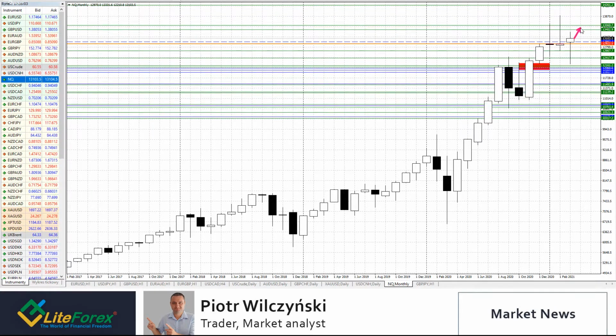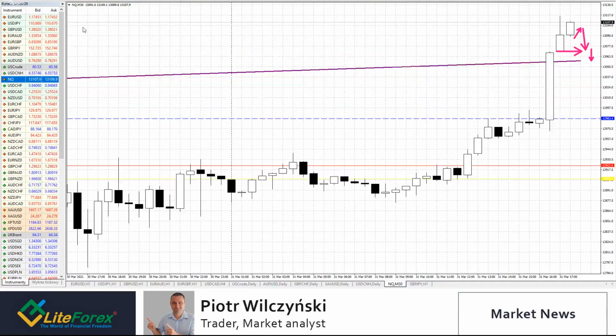So looking to sell the rallies towards 13,400, 13,560 on the monthly chart, right? Looking for a swing to the downside, 12,650, 12,700 as the first possible swing low target, and the second, looking for levels close to 12,400 on the Nasdaq.